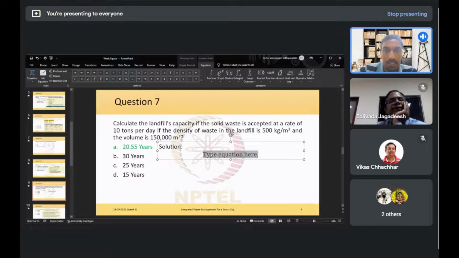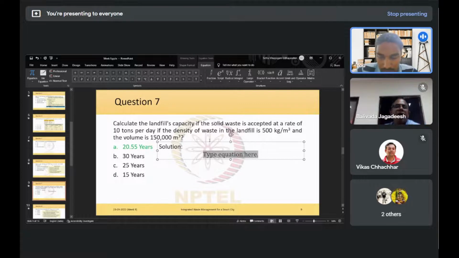What do we mean by the landfill's capacity? We have a particular volume, 150,000 meter cube. That is the amount of volume where we can put our waste. Once we fill this volume, we can't add more waste to it. So that's what we call capacity: how much waste it can take, or how long it will take for it to be full.